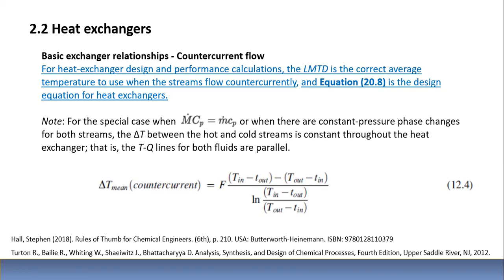Let's say we check in. T in is the temperature, let's say, of the hot stream coming in, and T out is the temperature of the cold stream coming out of the exchanger. Minus T out is the temperature of the hot stream coming out of the exchanger. Minus T in, the temperature of the cold stream coming into the exchanger. So doing that, the natural log of this difference divided by this difference, this will be the delta T mean, the countercurrent flow.